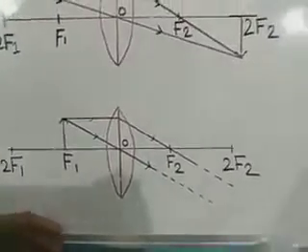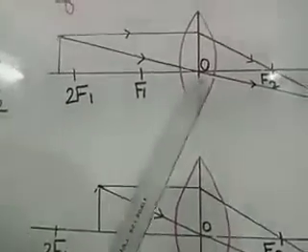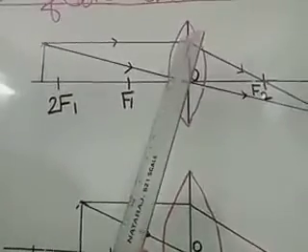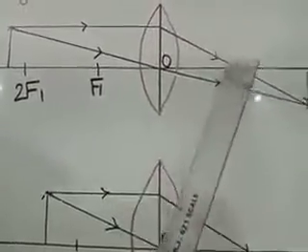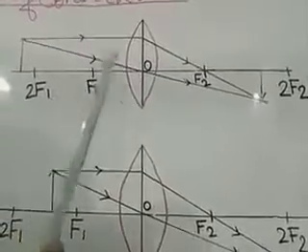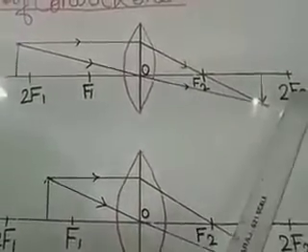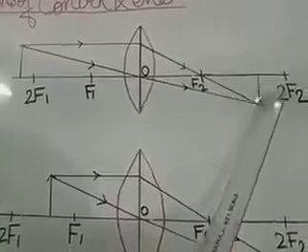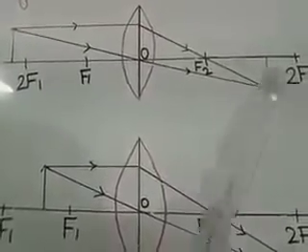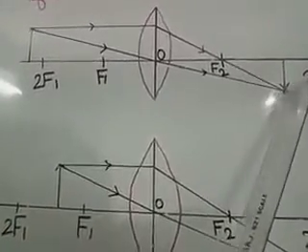Now we come to point number 4: when the object is beyond 2f. One ray will be parallel to the principal axis. After refraction, it will pass through the principal focus. Another ray will pass through the optic center. Both the rays will meet between f and 2f. So the image will be formed between f and 2f. The size of the image will be smaller than the size of the object. It is real and inverted.